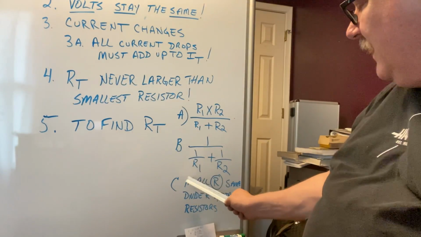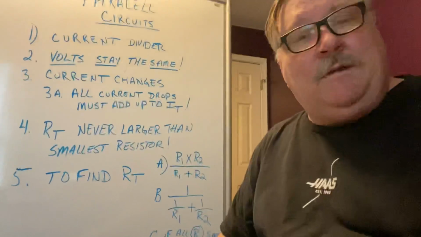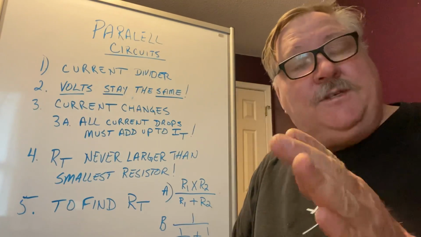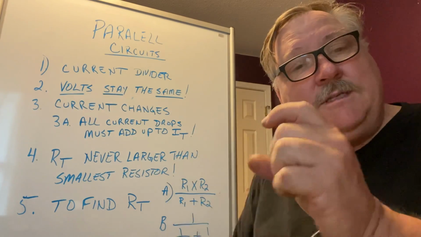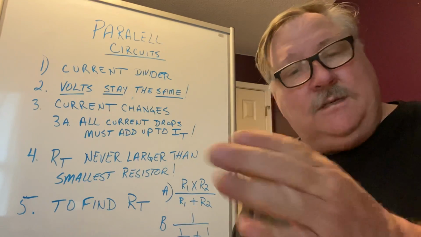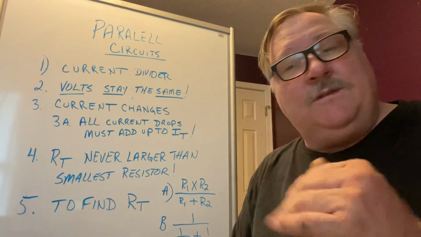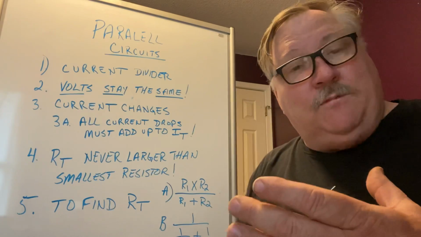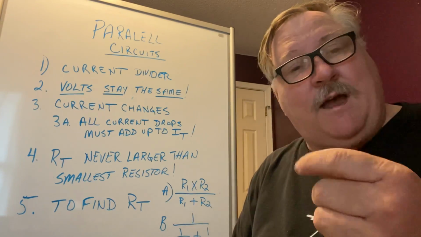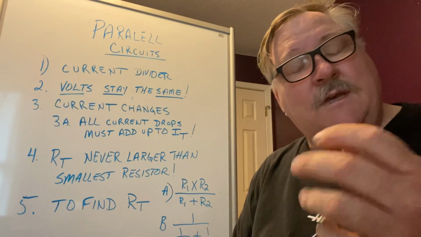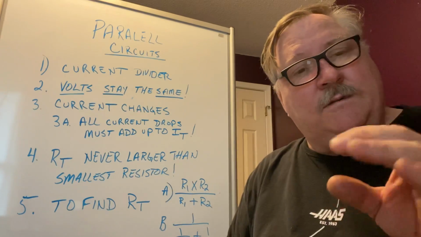Okay, C. If all resistors are the same, and what I mean by that is let's say you got 3 resistors and they're all 5 ohms. You're going to take 5 and divide it by the number of resistors. So you're going to take 5 ohms, divide it by 3, and that's going to be your answer for your circuit total. And if there's 20 of 5 ohm resistors, if there's 100 of them, you're going to take 5 ohms and divide it by 100. If there's 2 of them, you take the 5 and divide it by 2. Very, very simple. So you don't have to stress about that if they're all the same resistance.